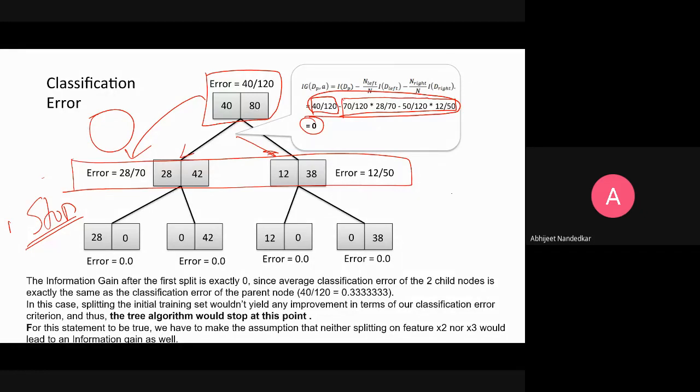I hope the idea is clear. Why can we not use it? Because the stopping criterion in ID3 or in CART is that when there is no gain, you stop and declare it a leaf. So your algorithm immediately terminates since there is no gain. But that is not the case.